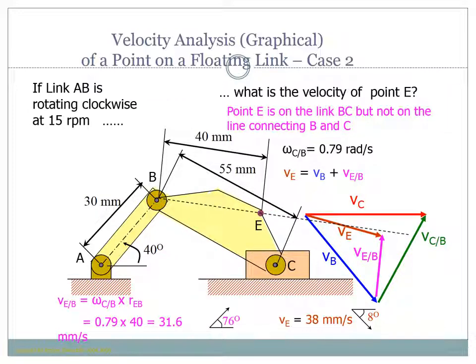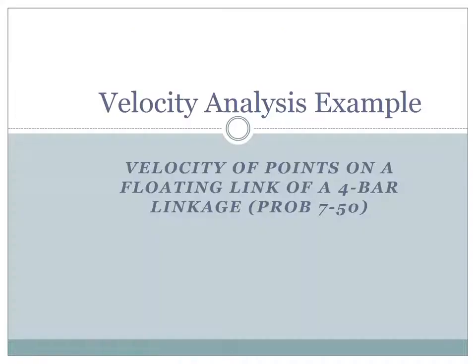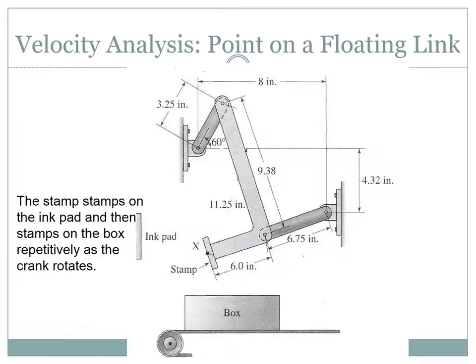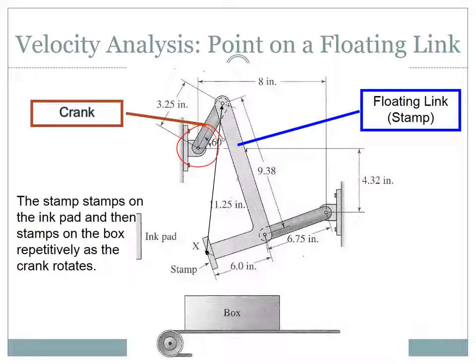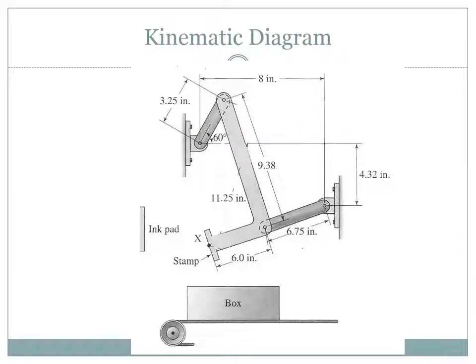Okay, we'll move on to the next example, the velocity of a point on a floating link of a 4-bar linkage. What's the problem here? The stem stamps on the impact and then stamps on the board repetitively as the crank rotates. So this is the crank that rotates. I don't know yet which direction it will be. The crank, the floating link, the stem. So what's the question now?